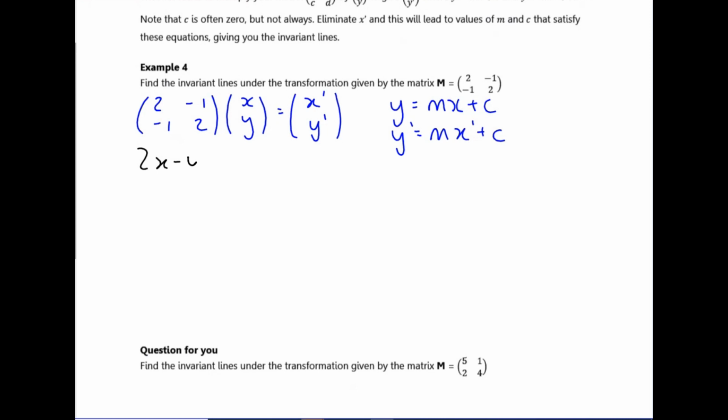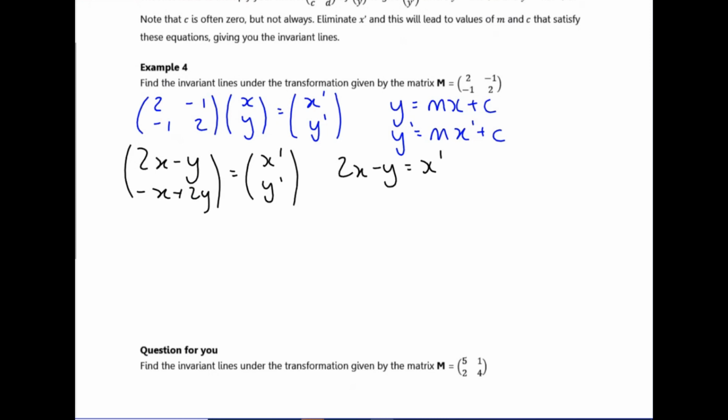So let's do the matrix multiplication. Here I get 2x minus y, and I get minus x plus 2y. And that equals x dash y dash. And this gives me two more equations. So 2x minus y equals x dash, and minus x plus 2y equals y dash. So basically here, I've got four equations. I'm going to try and solve these simultaneously to work out m and c.